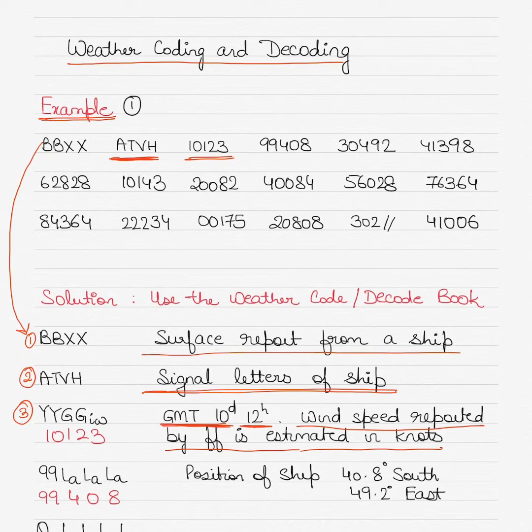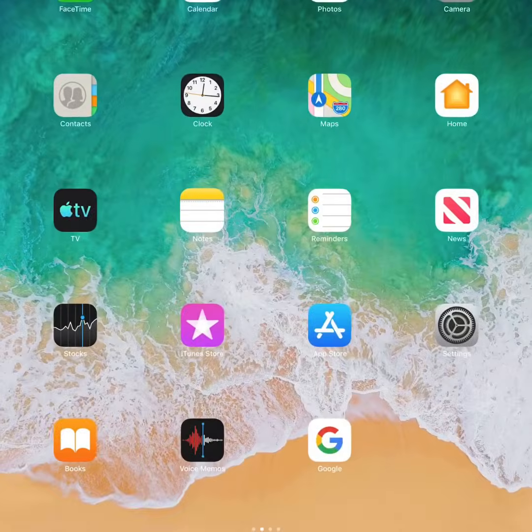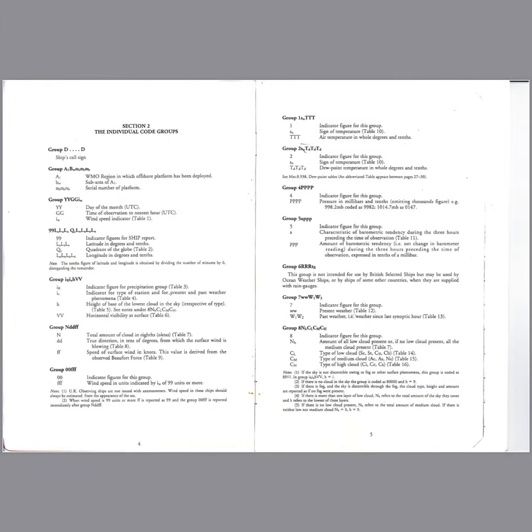So let's go into the weather code and discuss all the three readings that I have just now shown you. So what I'll do is I'll go into the weather code book here. You can see this is the weather code book that I've kept ready, and you can see the first one is the call sign here, and then it also talks about whether it's a surface report or a ship report.